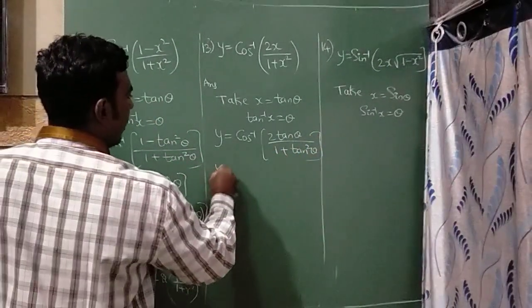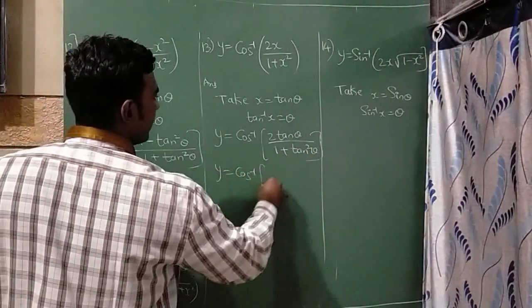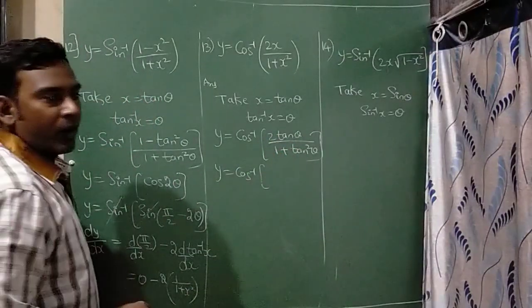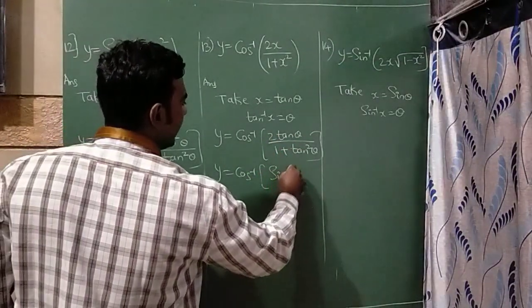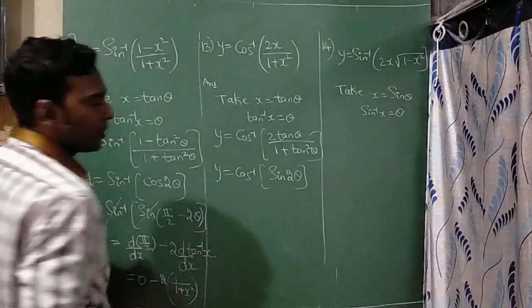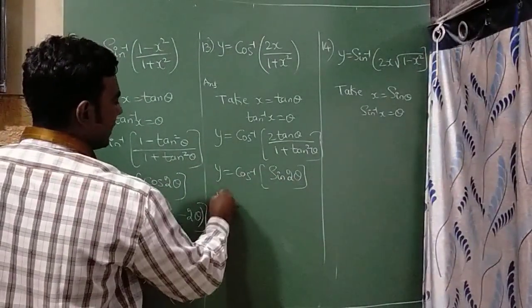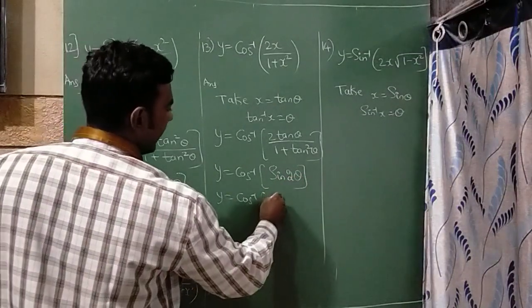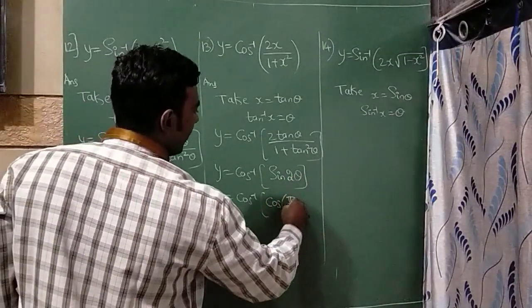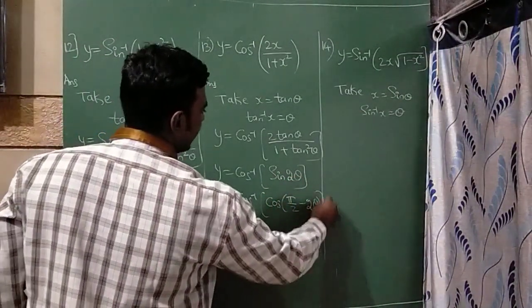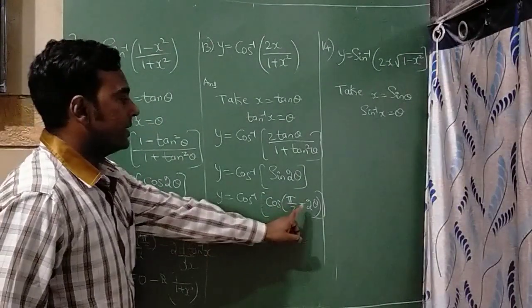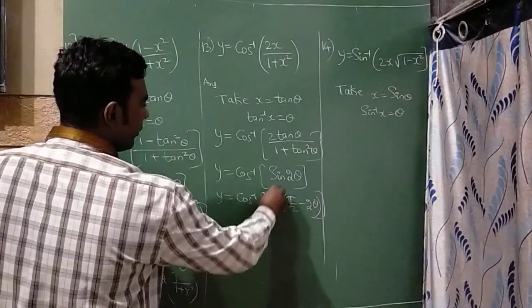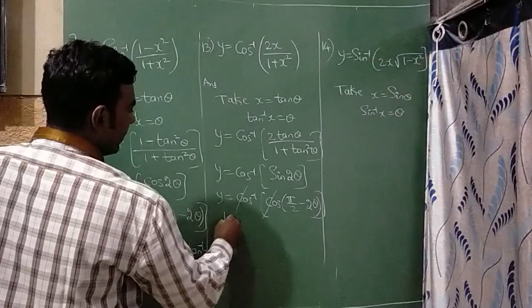Okay, now y is equal to cos inverse of, this whole is the formula of sine 2 theta. You cannot cancel this. That's the reason you have to write sine 2 theta can be written as cos of (pi by 2 minus theta). That is nothing but cos (90 minus theta). Okay, now you can cancel this and you can differentiate.